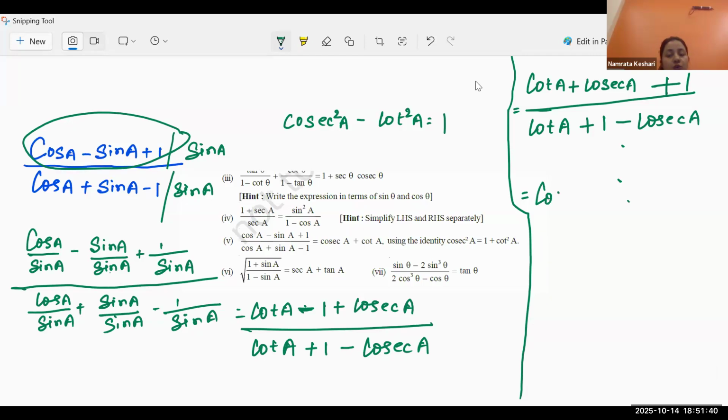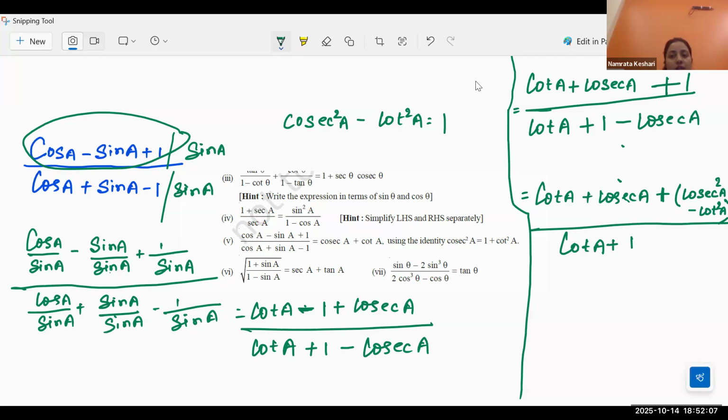So cot a plus cosec a, and this 1 I am going to replace with the identity. See, at the place of 1 I'll be writing the identity, that is cosec square a minus cot square a. Making sense? Yes, ma'am. Over, we are not going to disturb the denominator. Let's keep the denominator as it is: cot a plus 1 minus cosec a.